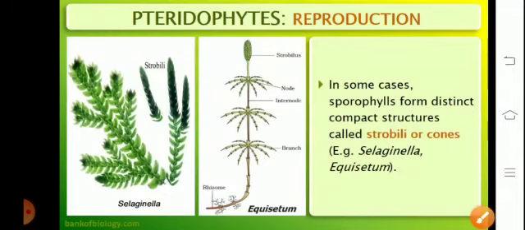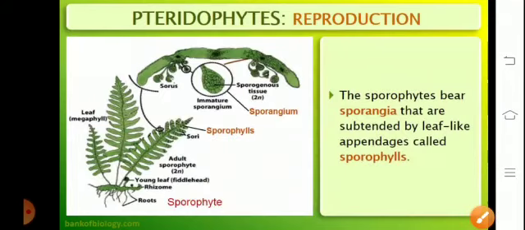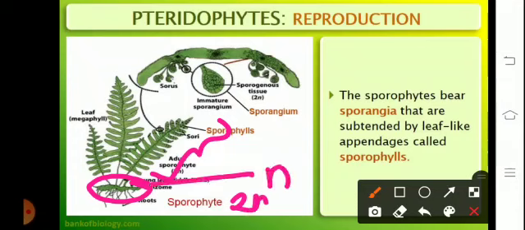In some of the pteridophytes, the sporophylls form compact structures which are referred to as the strobili or the cones. In pteridophytes, we can see that the gametophyte, which is green, photosynthetic and gives rise to the male and the female gametes, is reduced. The thalloid body is reduced and the sporophyte becomes the dominant stage. Sporophyte ploidy is 2n, whereas the ploidy of gametophyte is n.